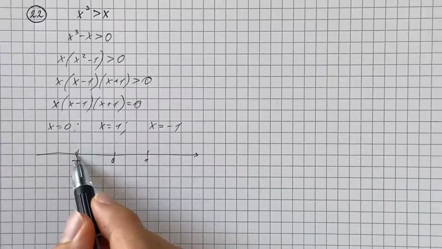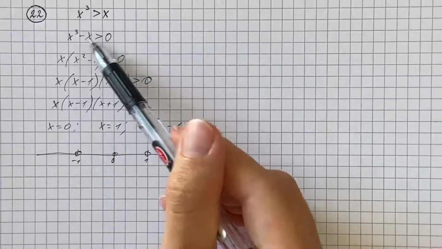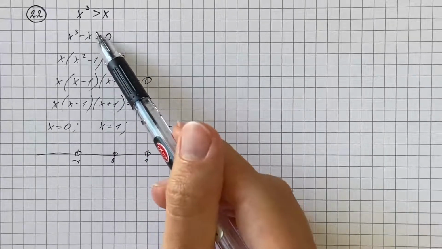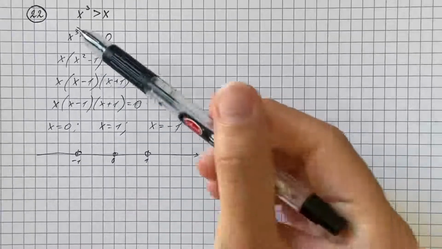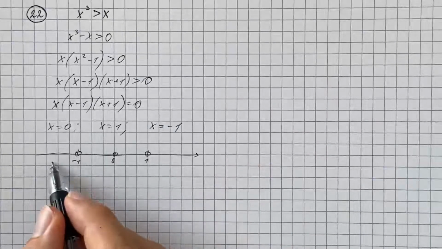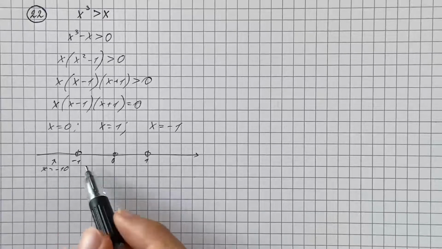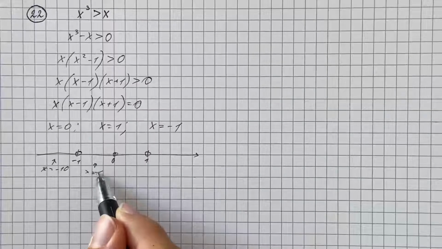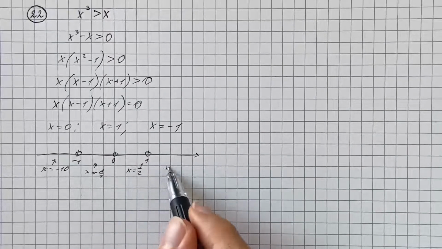And we put open circles because those values will not satisfy our inequality, because our inequality is strictly greater than 0, and those numbers make it equal to 0, which is not greater than 0. And now we're going to check each interval, so we test the number x equals negative 10, x equals negative 1/2, x equals 1/2, and x equals 10.